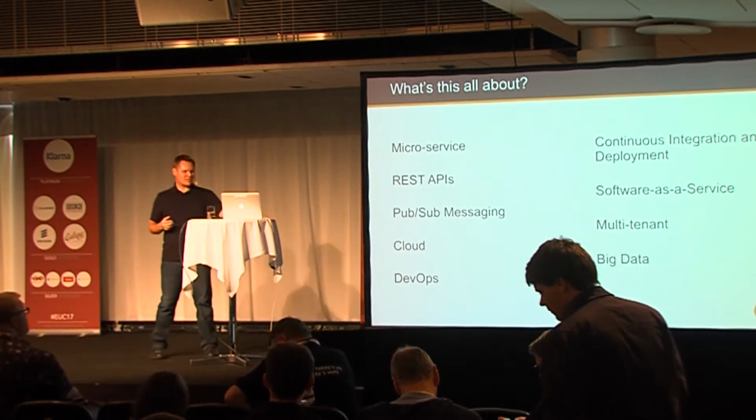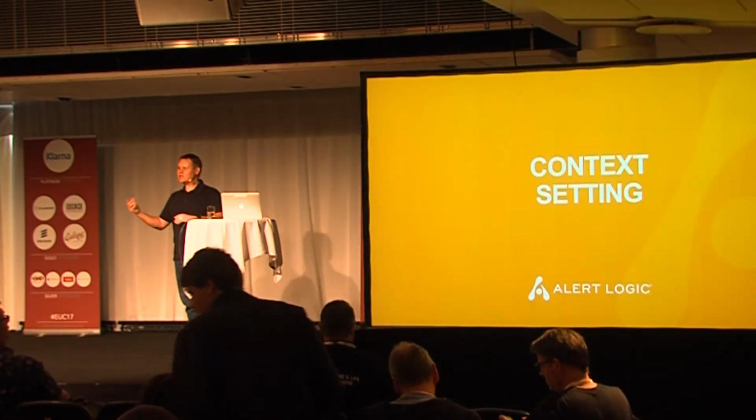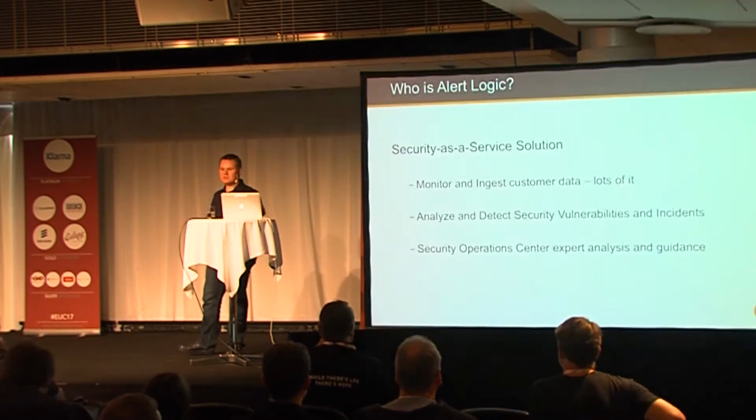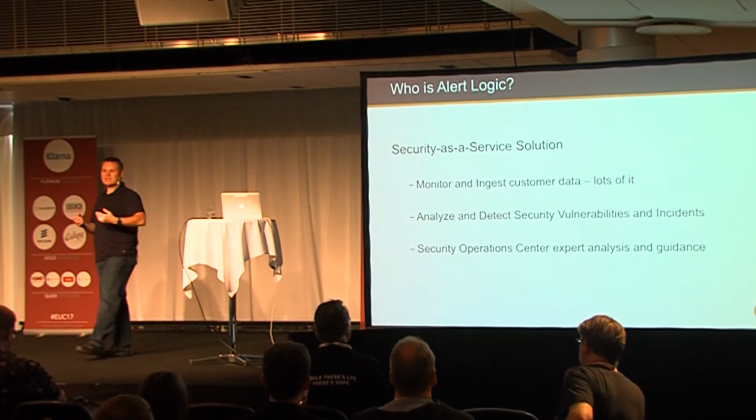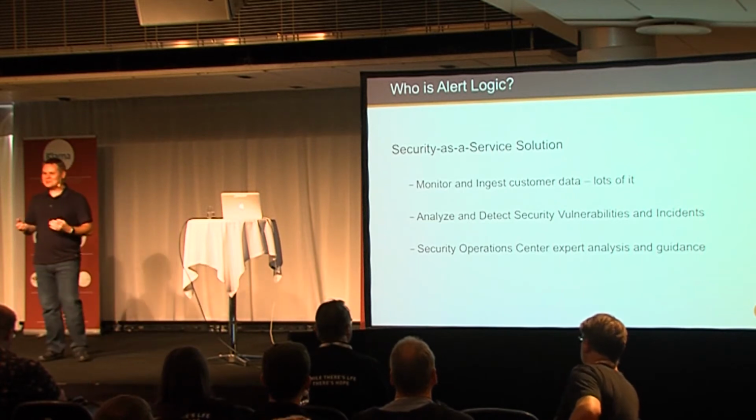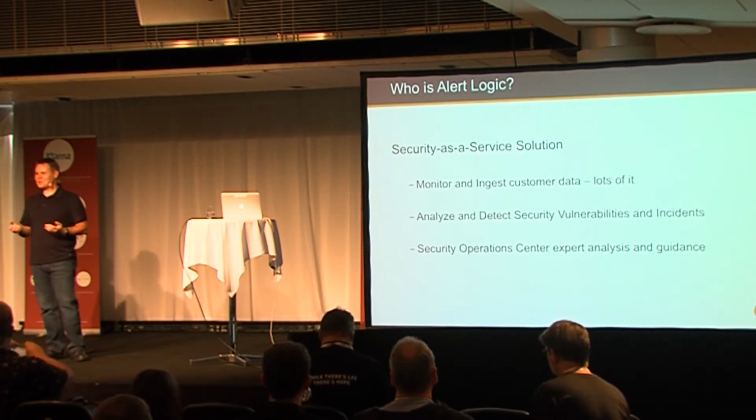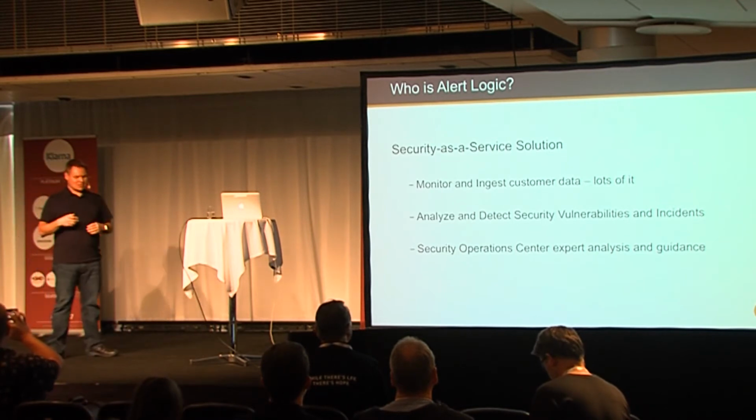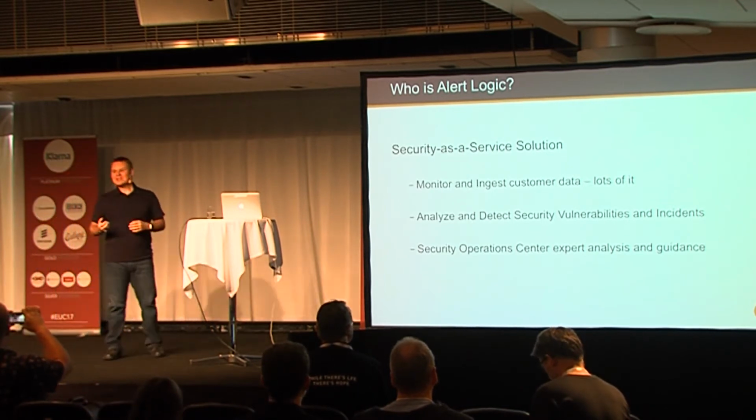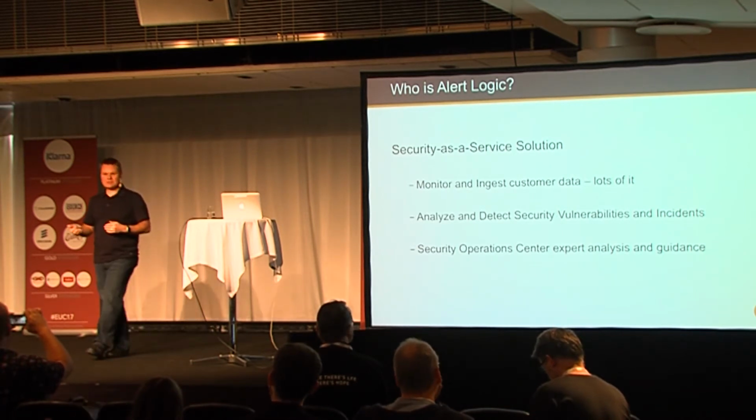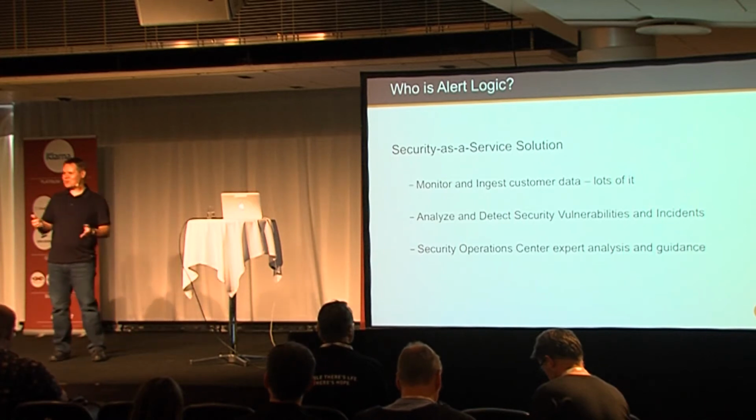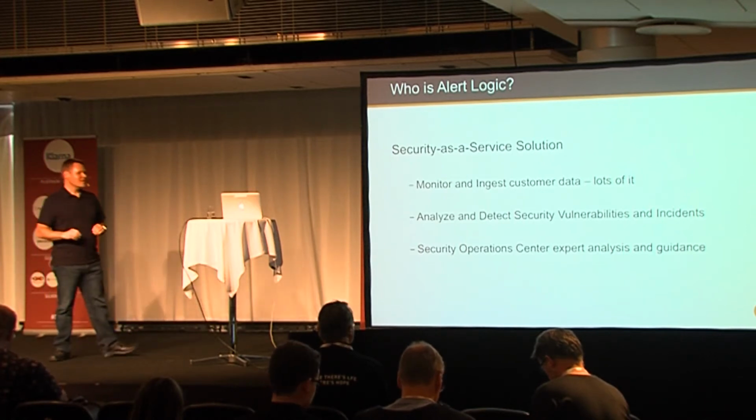Let me give you some context about who we are and why we got here. There's a little bit of history involved here, but it makes a lot of sense. So AlertLogic as a company, we're a security as a service company. And really what we do is we monitor our customers' networks. We're ingesting so much data from these customers, and we figure out if there's a security vulnerability or if there's an active security attack, and then we notify them, right? So it's kind of the enterprise monitoring problem, but focused on security.